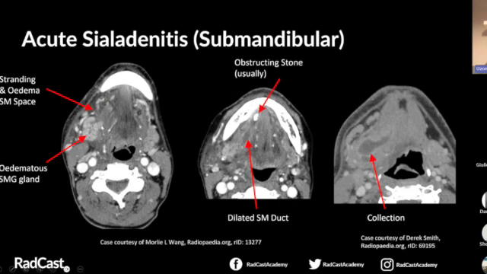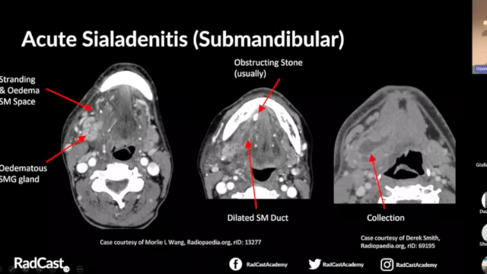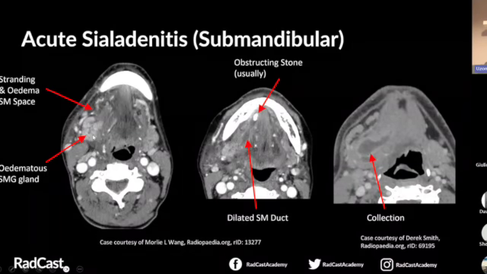So what you'll see is you'll have an edematous submandibular gland. You'll see sort of curvilinear low attenuation areas extending through the gland, and it'll be a bit bulky, and you'll have stranding in the adjacent submandibular space, and you've got thickening of the overlying fascia. If you see that appearance, then the first thing you want to do is go straight to look for a stone along the course of the duct in the floor of the mouth.